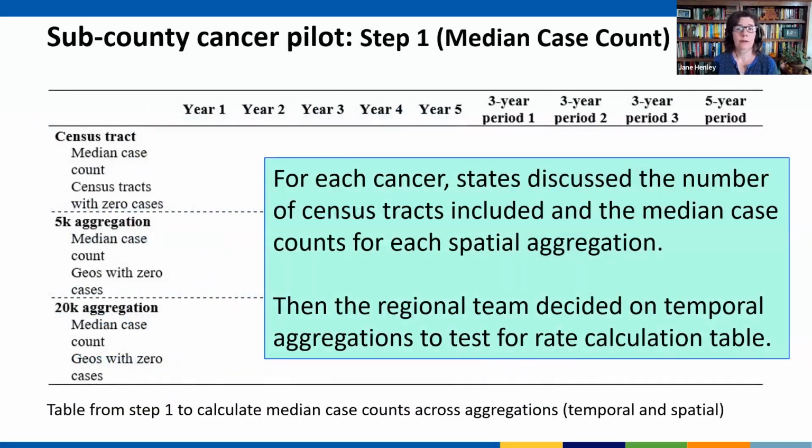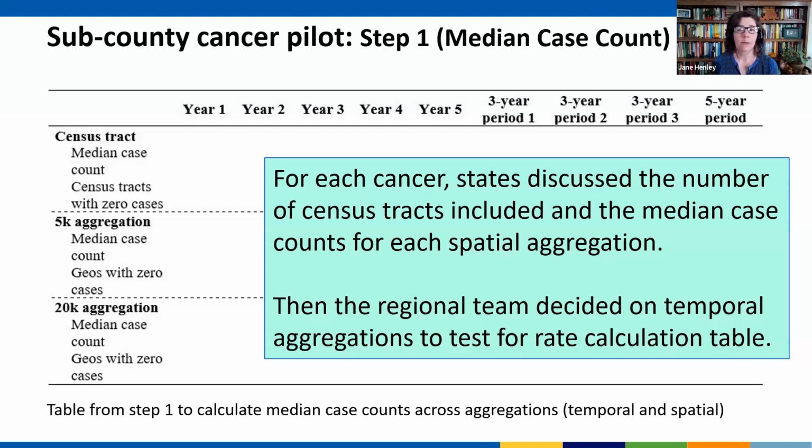The first part of the process was completing a table like this. This helped to show the median case counts for a census tract and then for different spatial and temporal aggregations. You can see across the top we have our temporal aggregations, year 1, year 2, year 3, all the way up to a 5-year period. And in the column we have census tract, a 5K aggregation, and a 20K aggregation.